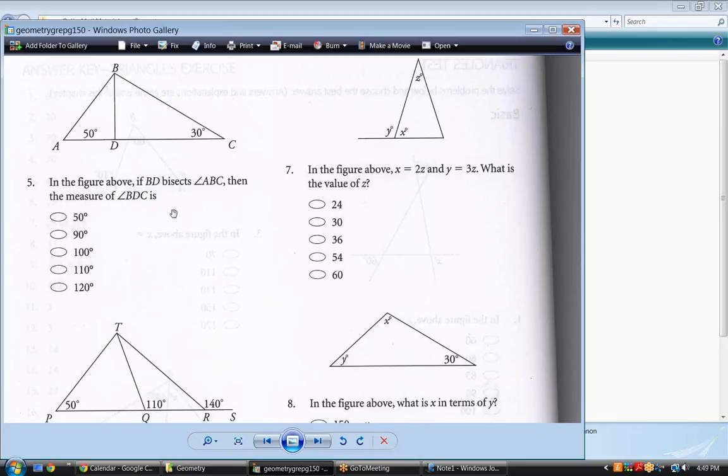Okay, and they want to know the measurement of angle BDC. It looks like a right angle, but we don't know that. Let's see if it is or not. So how are we going to do this? Again, this is a problem where you're looking at 3 triangles, and it frequently is the case that you start your analysis looking at the biggest one.